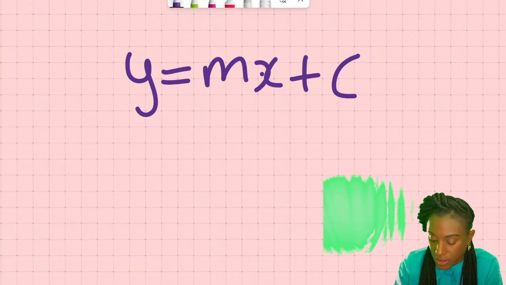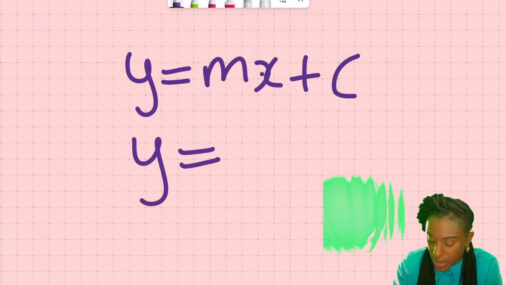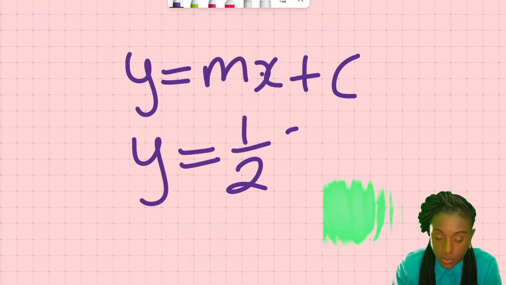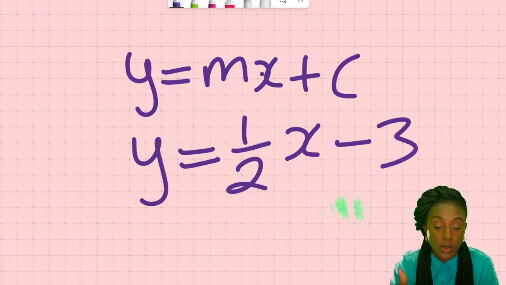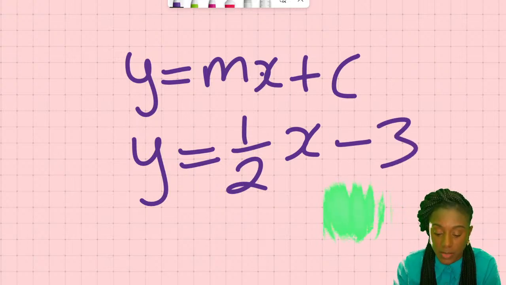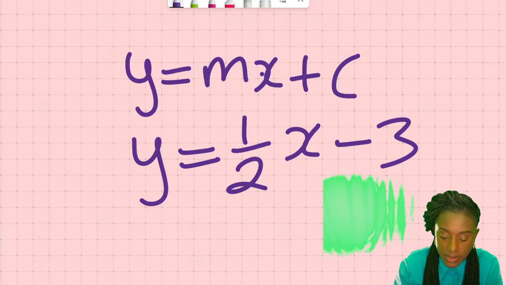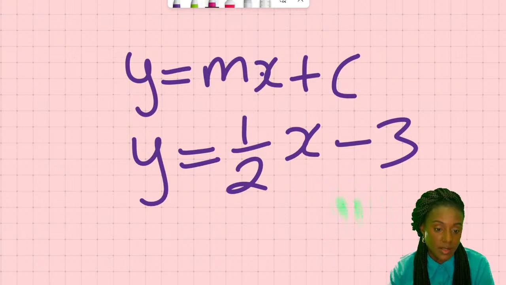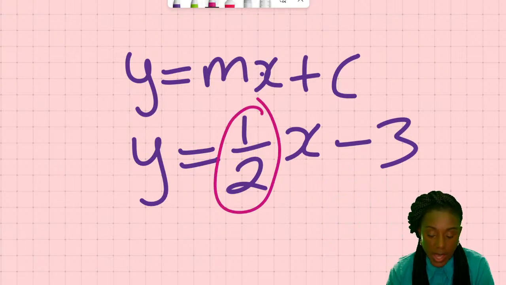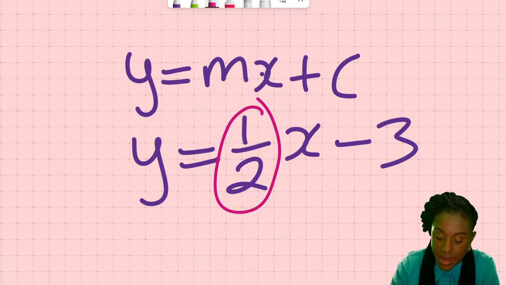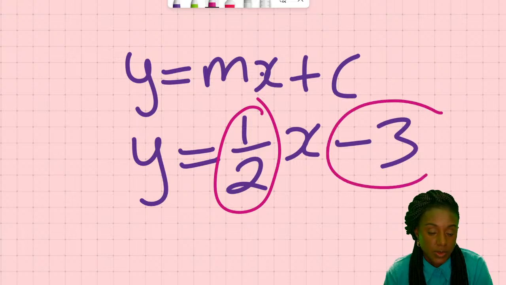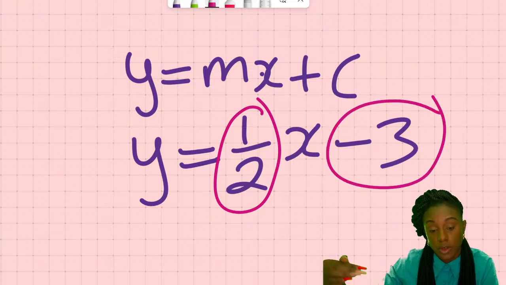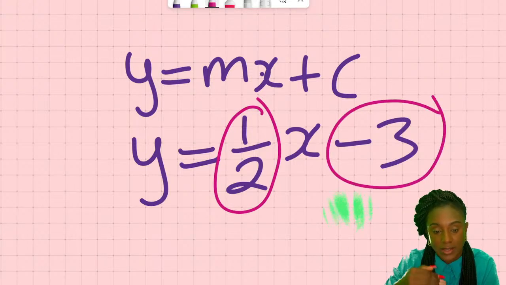Okay, so based on the question that we had a while ago, we had the equation y is equal to a half x minus 3. Okay, so as you can see, the coefficient of the x term is a half. So this means that our gradient is a half. Okay, and as you can see, the constant here in this equation is negative 3. Okay, so this means that our graph would cut through the y-axis at negative 3.